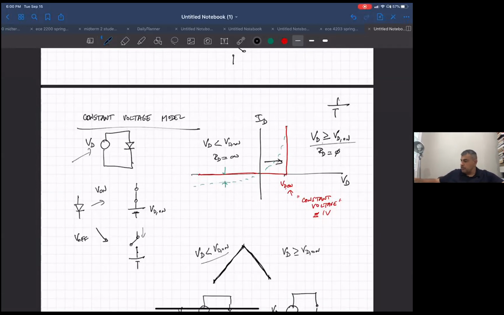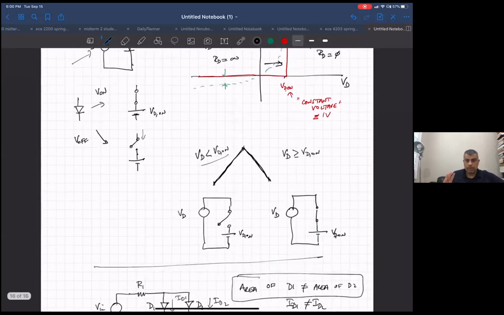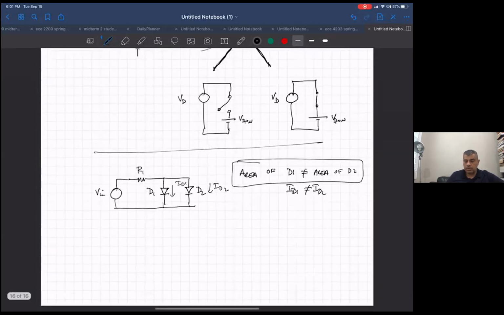Okay, so let's see if there's anything else I want to say about that. Okay, so any questions about those models? So we have 3 models, and 2 of them are just to make circuit analysis easy, the ideal and the constant voltage. But at some point you can't use either one. Again, most of it typically has to do with this area or something like that. And then you have to revert to the exponential model.